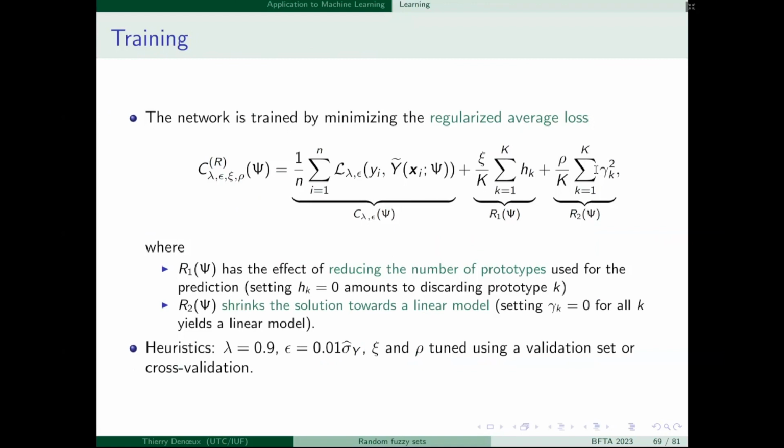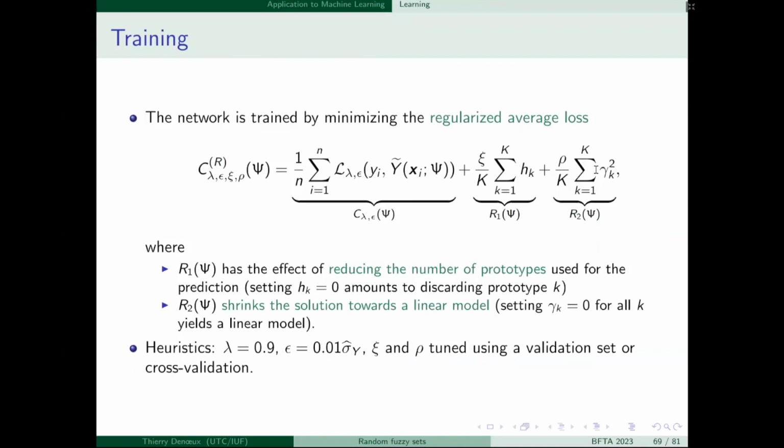And the other term analyzes the gamma k. The gamma k is a scale parameter in the exponential, and it can be seen as shrinking the solution towards a linear model. Because if gamma k is 0 for all k, you have a linear model. Locally you have a linear model, and then the neighborhood increases. So this second term shrinks the model to a linear model.